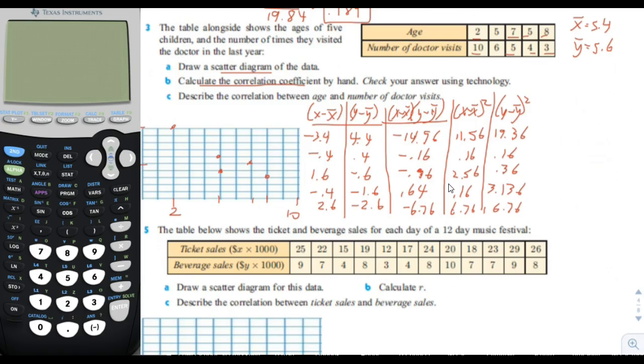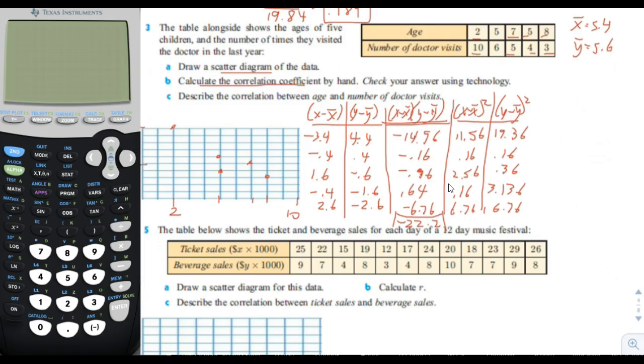Okay. Now, we do want to add up all of our x minus x bar times y minus y bars. All right, so we're going to add up this column. 14.96, which is a negative number, plus 0.16, which is also a negative number, plus 0.96, which is also a negative number, and plus 6.76, which is also a negative number. So we have this negative number, and we're going to subtract this negative number times the positive number 0.64. You'll find that the answer is going to be negative 22.2.